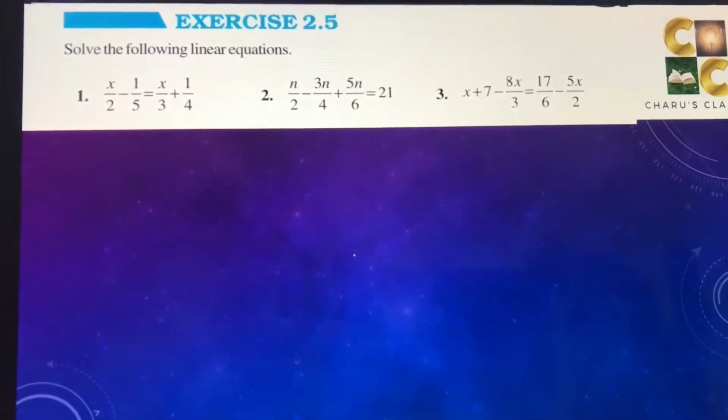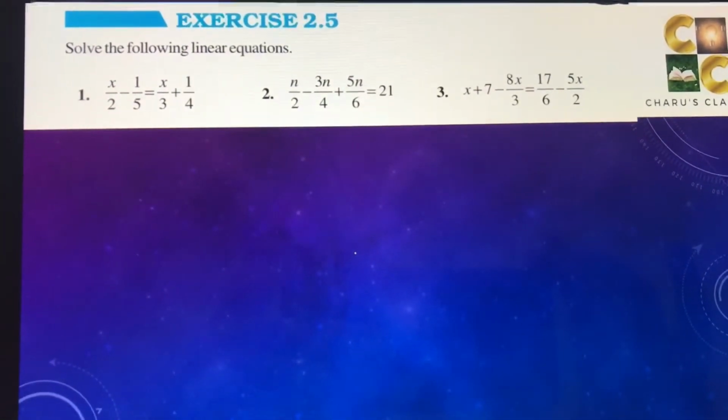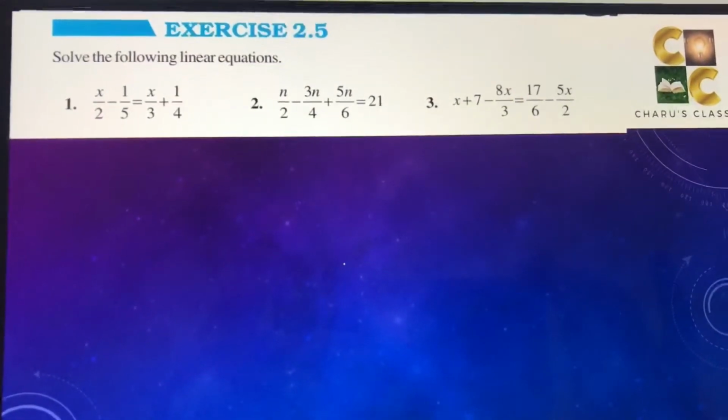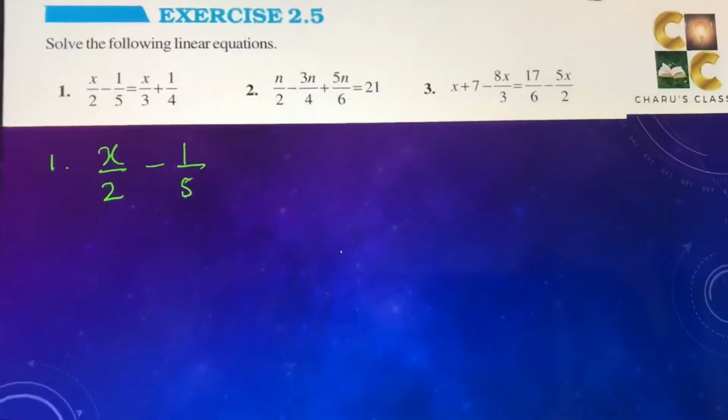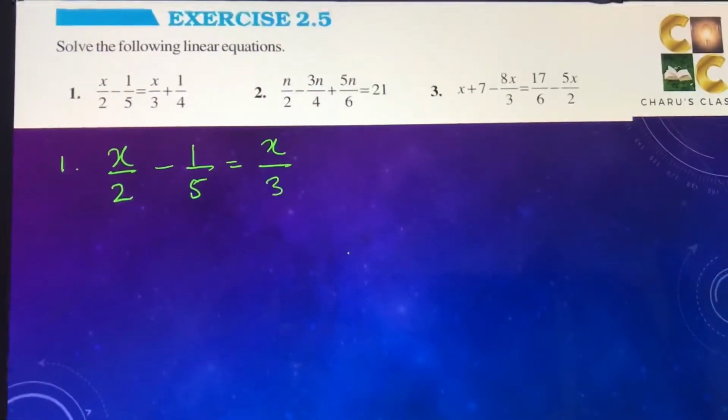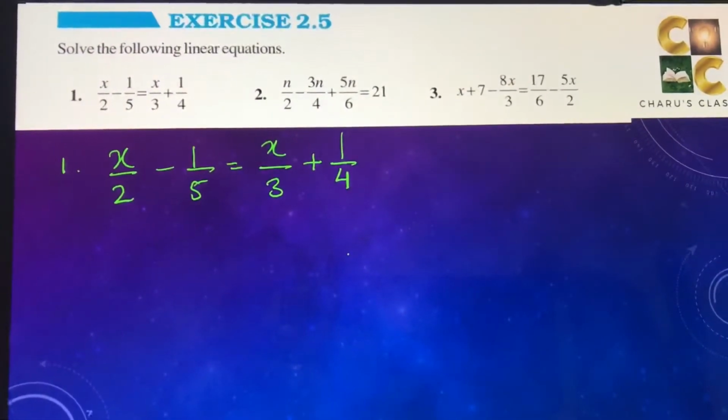Hello students, today we are going to do exercise 2.5. Solve the following linear equations. First, x by 2 minus 1 by 5 is equal to x by 3 plus 1 by 4.